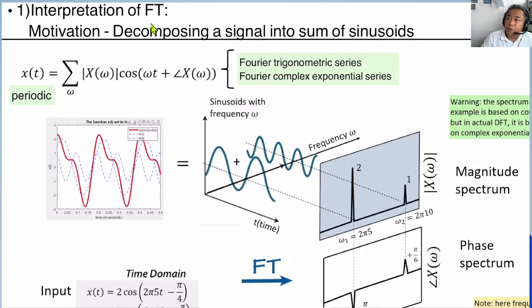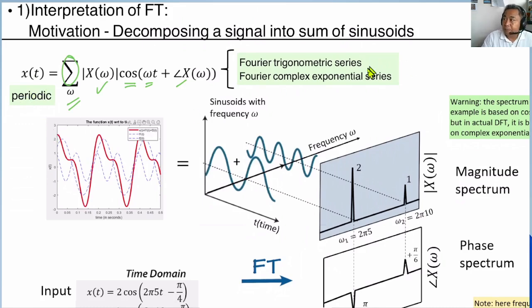Let's interpret Fourier transform. If we are given a signal x of t, basically Fourier transform tells us that it can be decomposed into a sum of sinusoids. In this example, we say that we can use cosine of all the frequencies that we are interested in, and as long as we can multiply correctly the magnitude at that particular frequency with the phase shift, we can reconstruct x of t. And if x of t is periodic, we call it Fourier series, and if x of t is aperiodic, we call it Fourier transform.